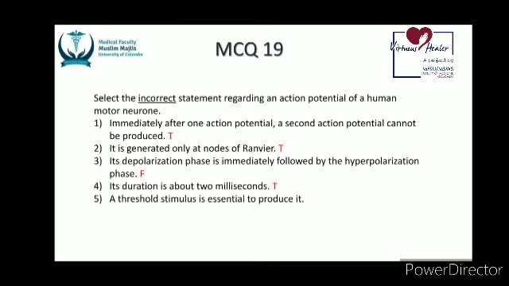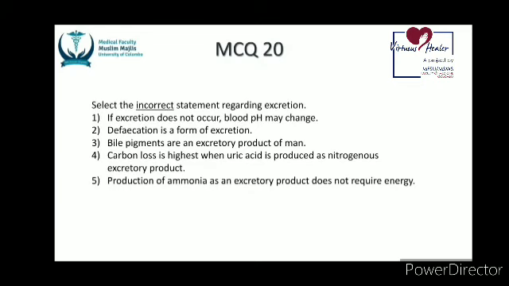Statement number 5. A threshold stimulus is essential to produce it. Now, only sufficiently large stimulus whose intensity reaches the threshold level will produce an action potential, and any stimulus with an intensity less than the threshold level will not generate an action potential. So, a threshold stimulus is in fact essential to produce an action potential, and statement number 5 is true. So, the incorrect statement in this question will be statement number 3. Question number 20. Select the incorrect statement regarding excretion.